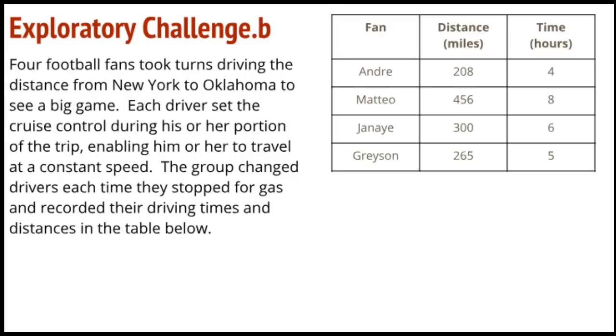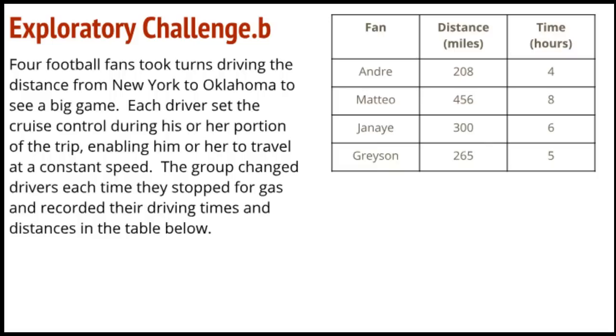All right, Exploratory Challenge B. 4 football fans took turns driving the distance from New York to Oklahoma to see a big game. Each driver set the cruise control during his or her portion of the trip. Cruise control, you set the speed on the car and it just stays at that speed. So enabling him or her to travel at a constant speed. The group changed drivers each time they stopped for gas and recorded their driving times and distances in the table below. Of course, on mine, the table is to the right.